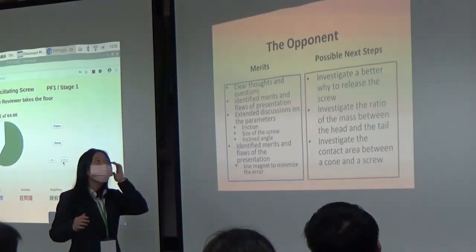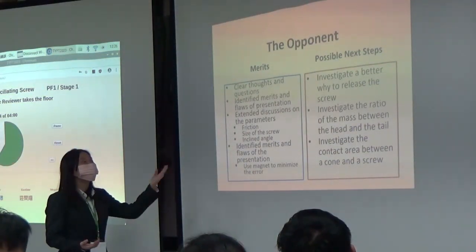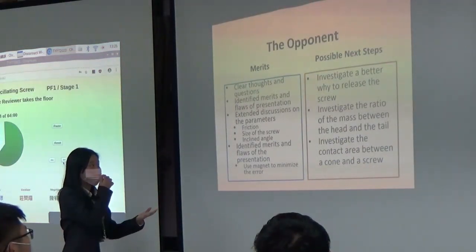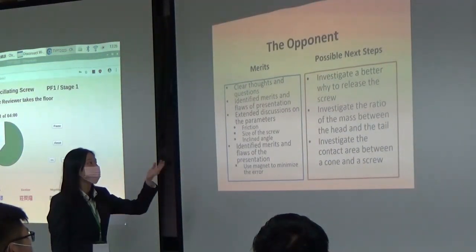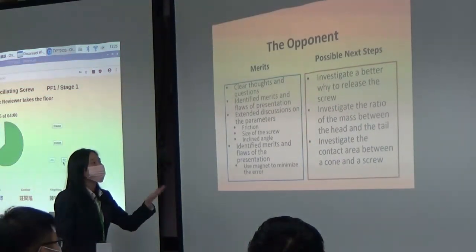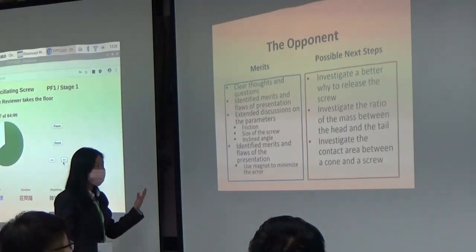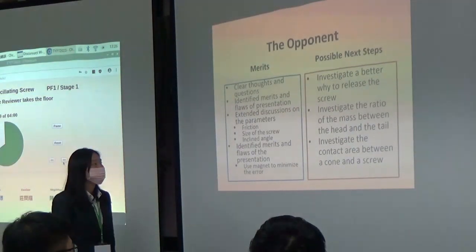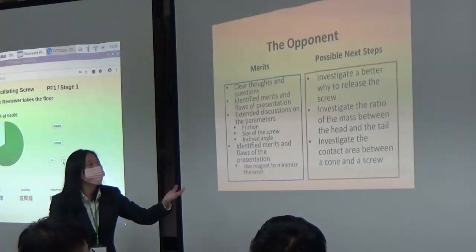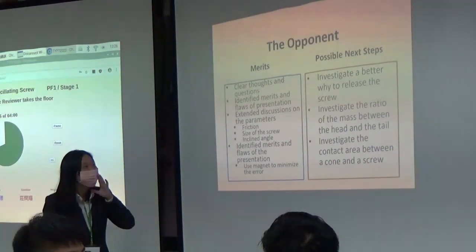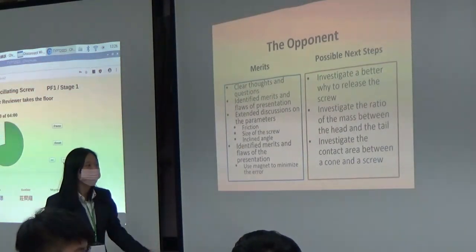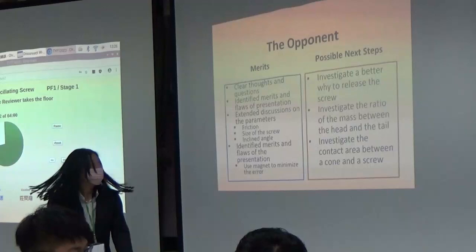For the opponents, their pros are that they had clear thoughts and questions, identified merits and flaws of the presentation, and extended further discussions on the parameters, for example, the friction, size of the screw and inclined angle. They could further investigate a better way to release the screw, the ratio of the mass between the head and the tail, and the contact area between a cone and a screw.